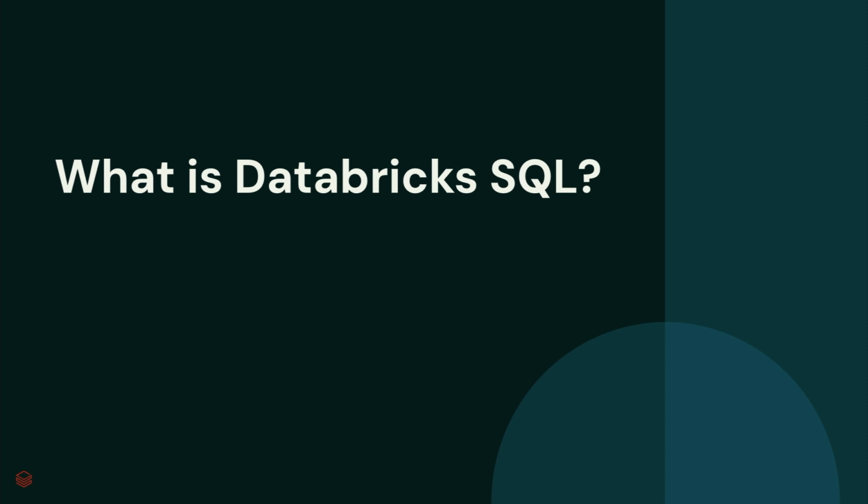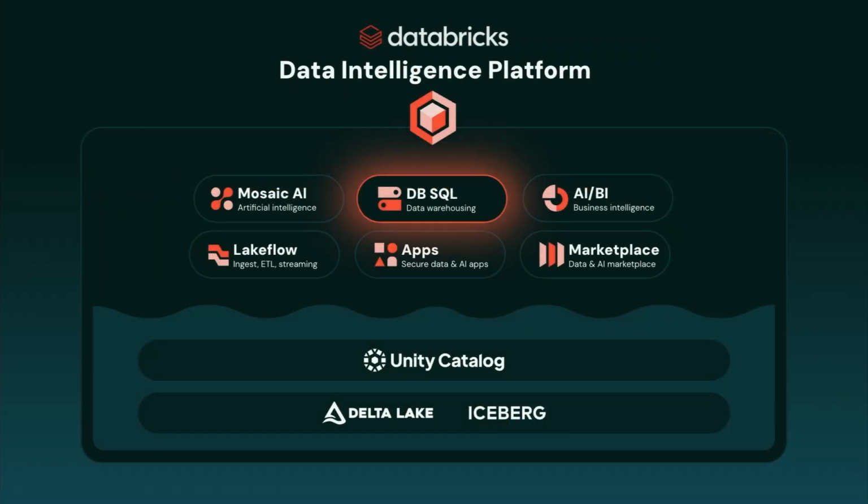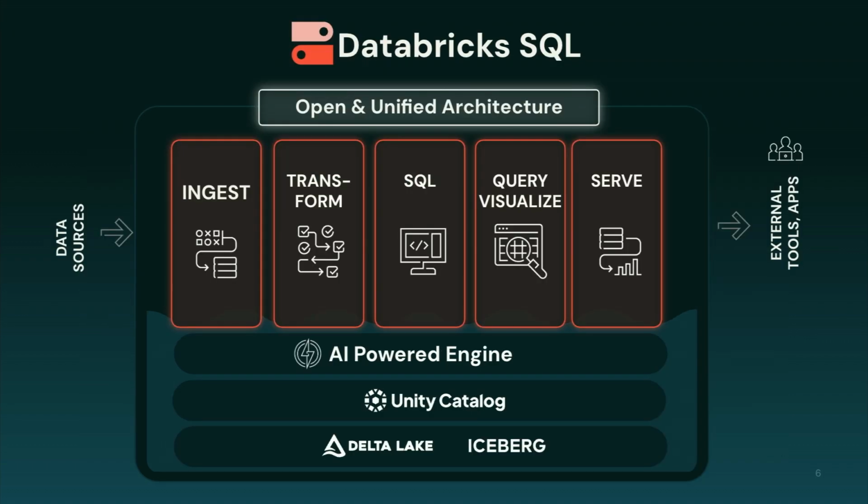So quickly moving to what is Databricks SQL. I just want to start with our Databricks platform and place you in what we are talking about today. If you see the Databricks Lakehouse platform, we have the storage layer, Delta Lake or Iceberg, then we have Unity Catalog, and then you have the products on top of these. The product that I'm talking about today is the data warehousing offering from Databricks, and it's called Databricks SQL. In short, we call it DBSQL.